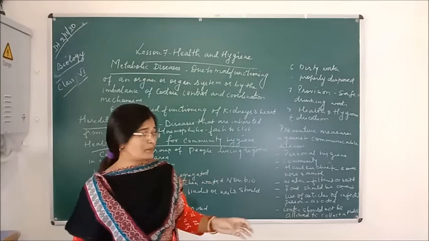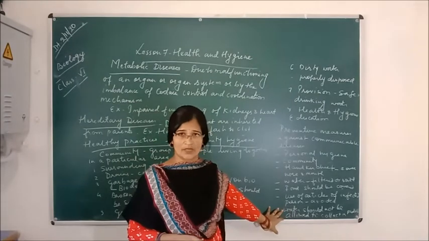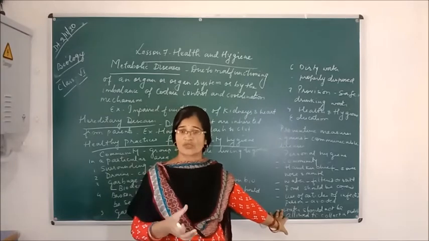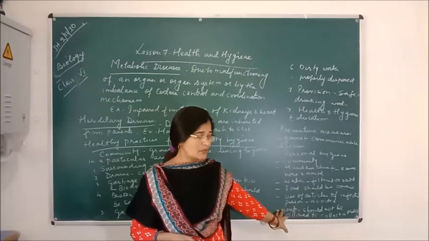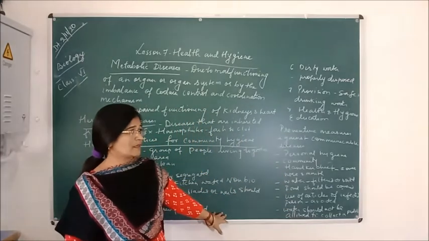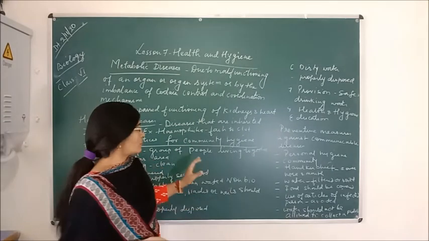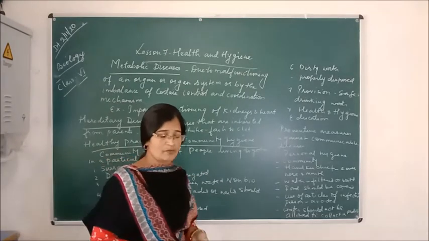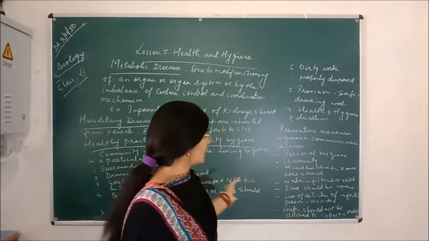So water should not be allowed to collect in puddles, ditches or coolers. If water is there, it should be taken out and thrown, and the cooler should be kept dry when not in use. So these are some of the preventive measures against communicable disease, as well as the healthy practices we have to follow to prevent any kind of communicable disease in community hygiene.